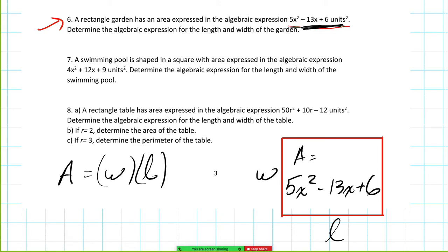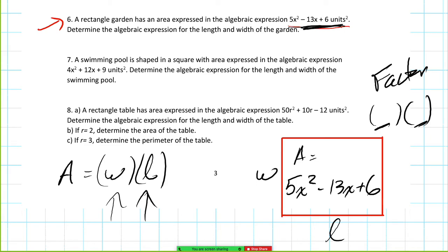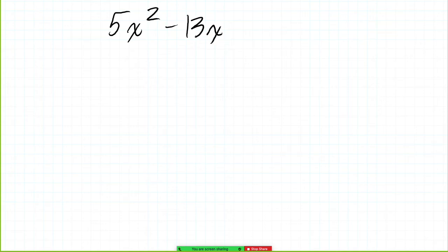When we factor things, we set them up as two sets of brackets, just like this area. And to get like that, we've got to do some factoring. So obviously this question is asking us to factor this to find out what the width and the length of this object is. So we'll go to a new page here. 5x squared minus 13x plus 6.